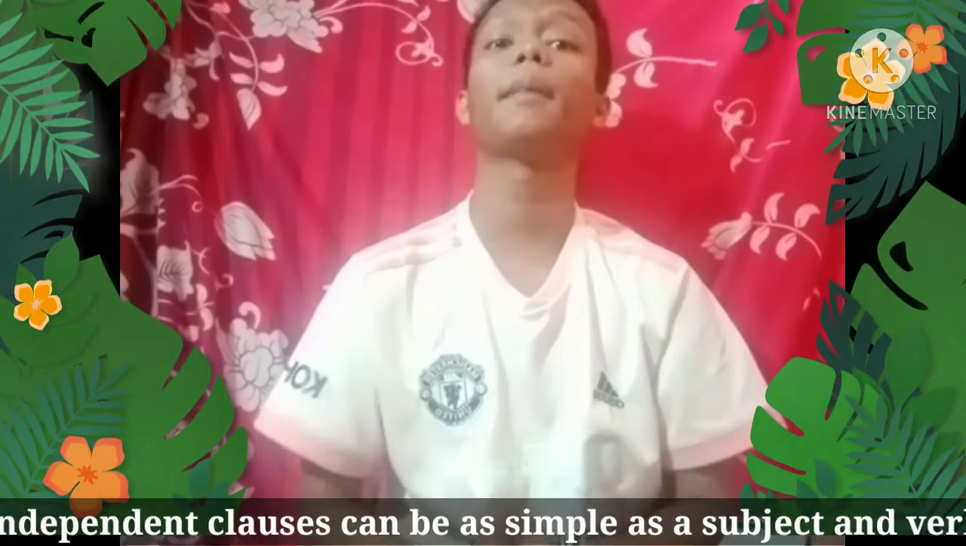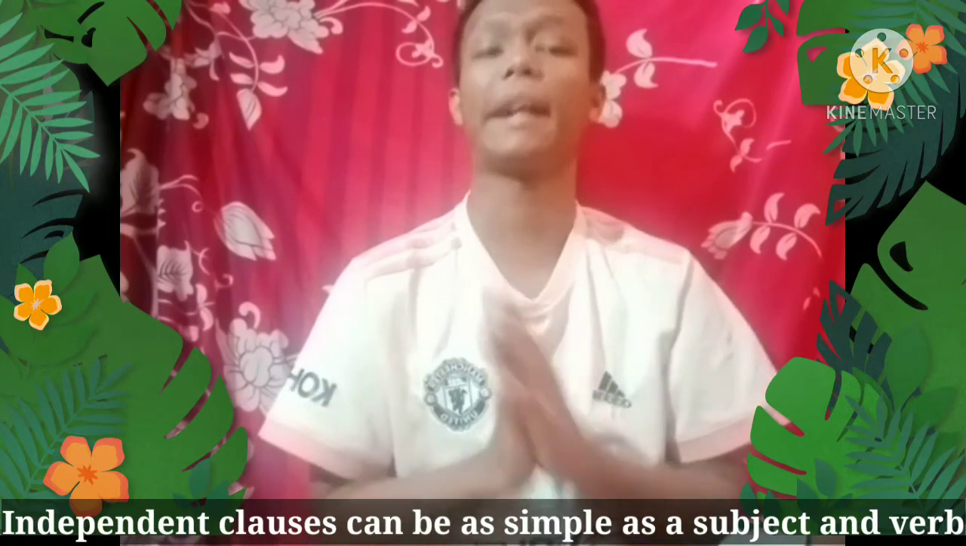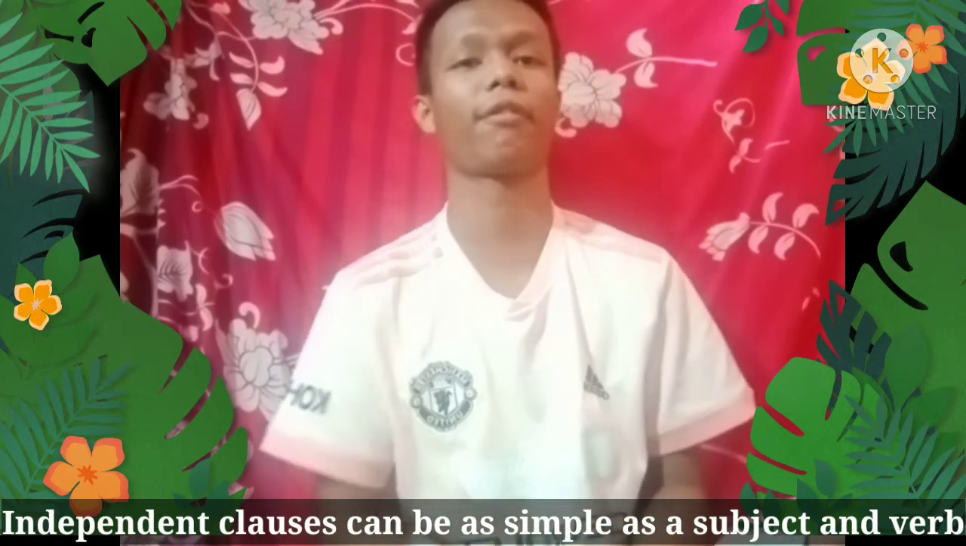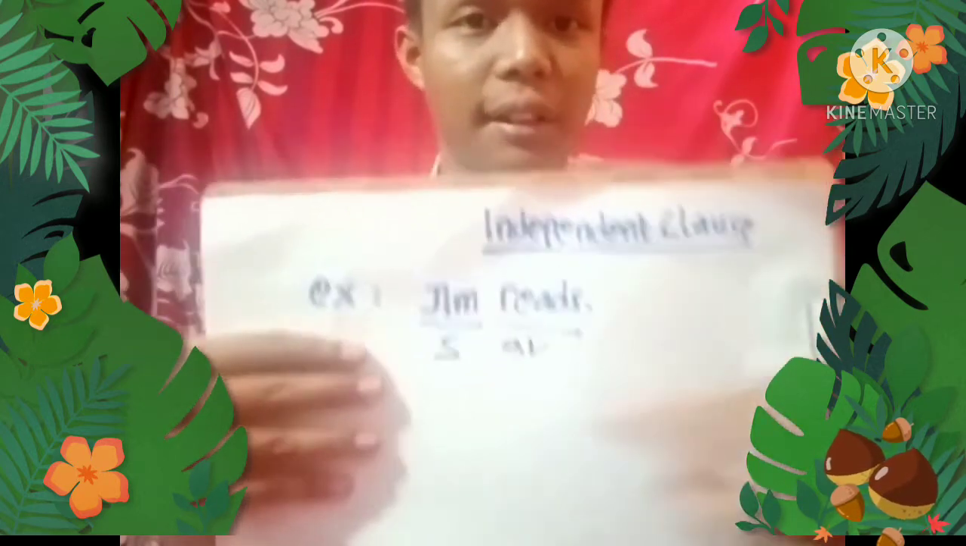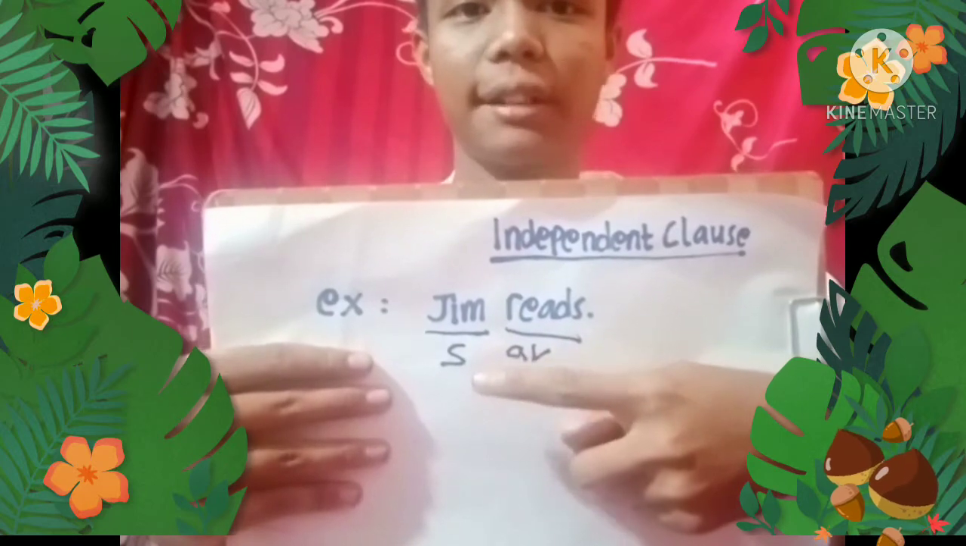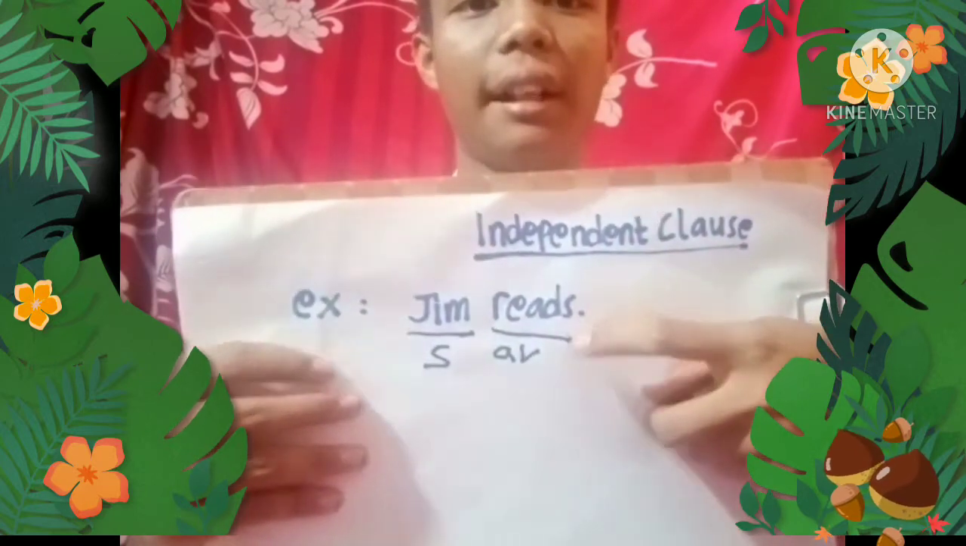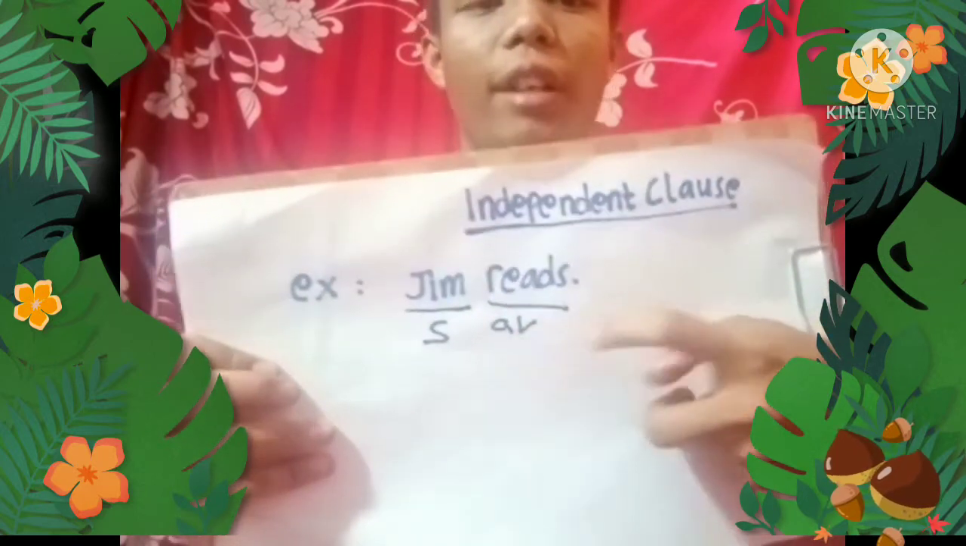Alright, an independent clause can be as simple as a subject and a verb. For example, Jim reads. Jim is the subject and reads is an action verb.